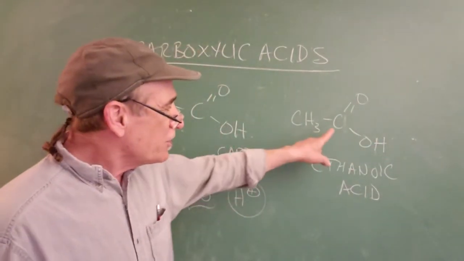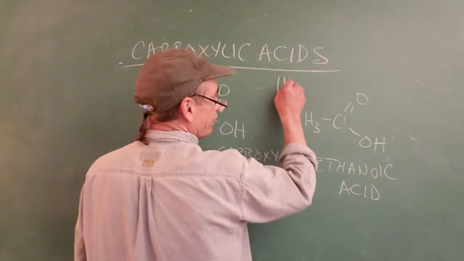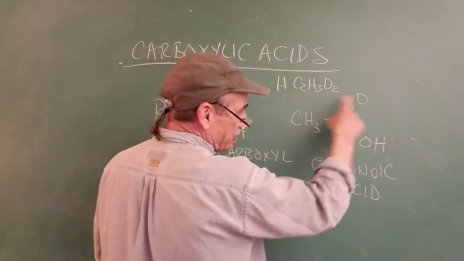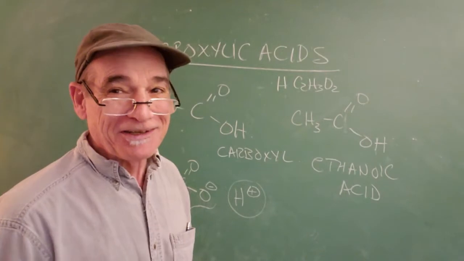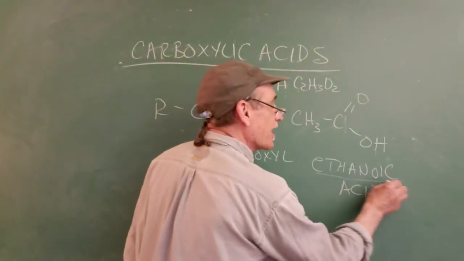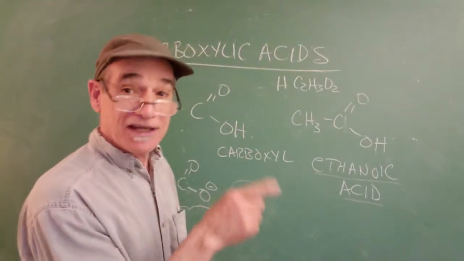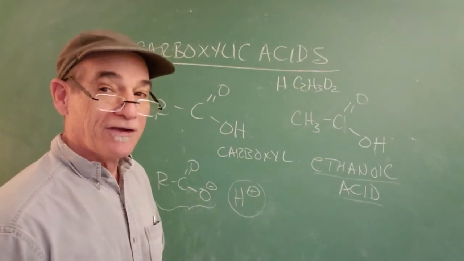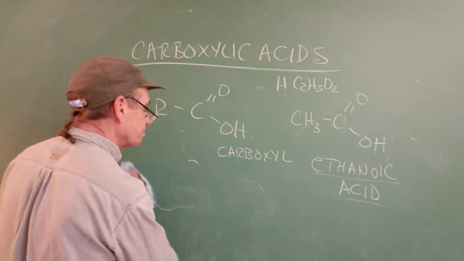All right, but we know this by a different name. As a matter of fact, if you look at the formula, this is HC2H3O2. This is acetic acid, the acid that's in vinegar. Well, that's its common name. It turns out that its technical IUPAC name is ethanoic acid, not acetic acid. But you can see that acetic acid is one of the organic carboxylic acids. All right, now I want to show you quickly how this happens from an aldehyde.